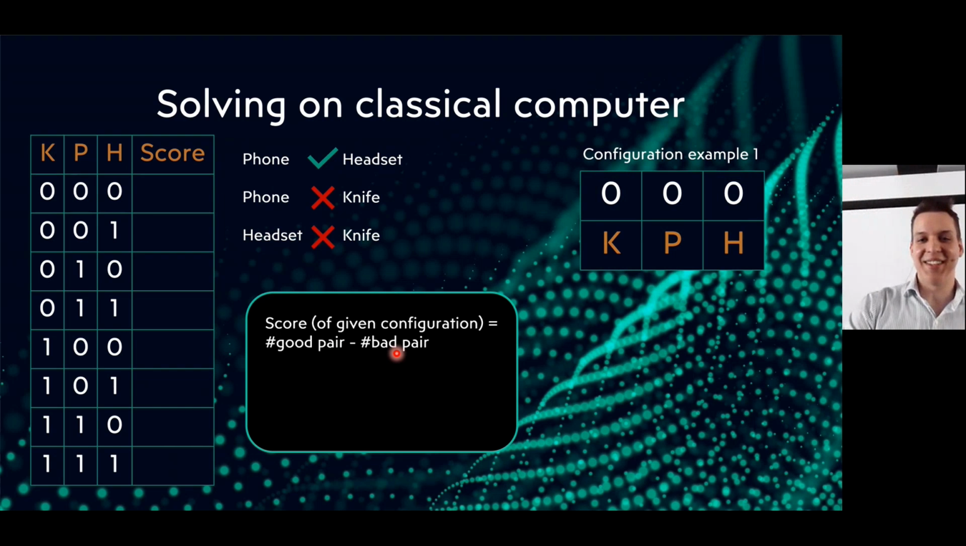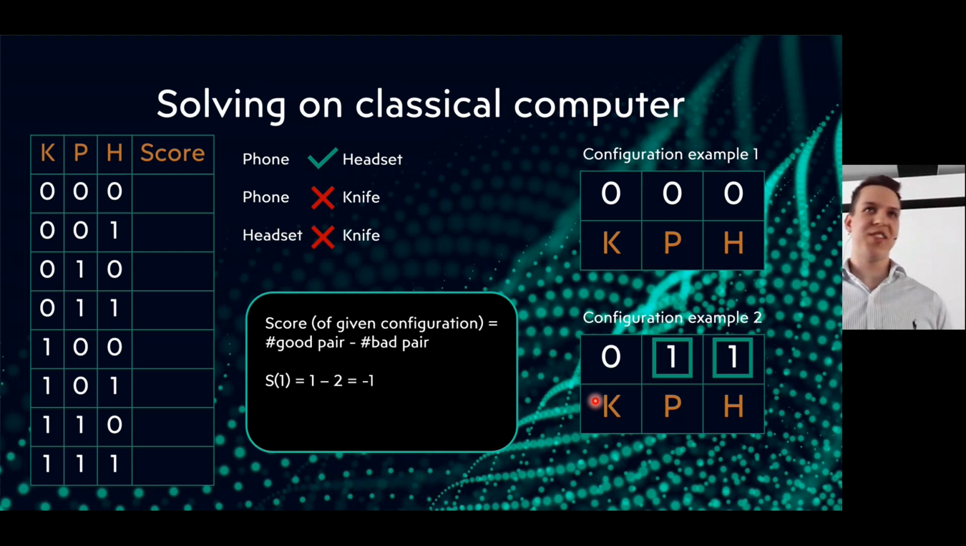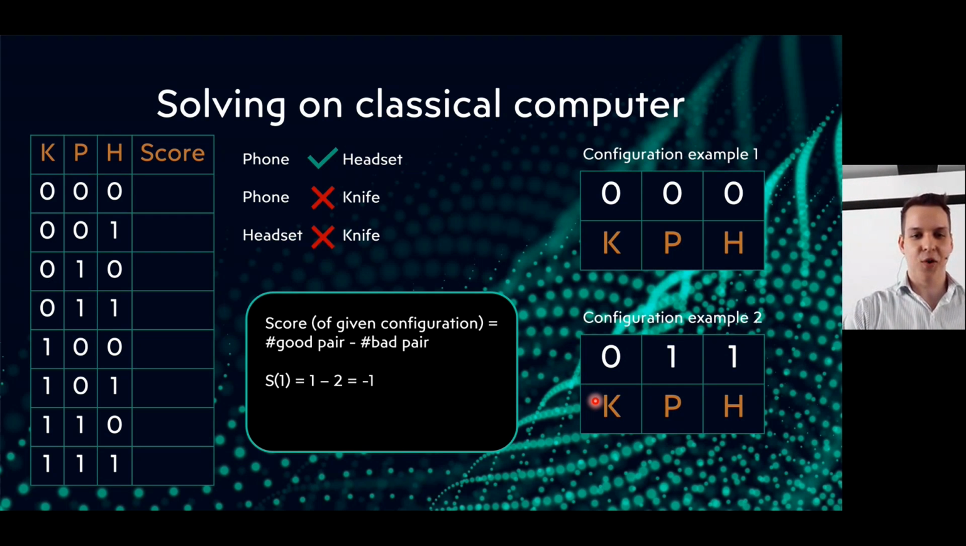Perfect. And the same we can do for a second configuration. Let's say our good example, we know by brain. Okay. So we have a knife going into bag 0 and phone and headset into bag 1. So then we know this is a good configuration because they're in the same bag. But we also know we have no bad configurations because the knife is in a separate bag. Okay. So there is 1 minus 0. 1 minus 0 is 1. So the second score will be 1. And we can do this for all the configurations here. Okay.